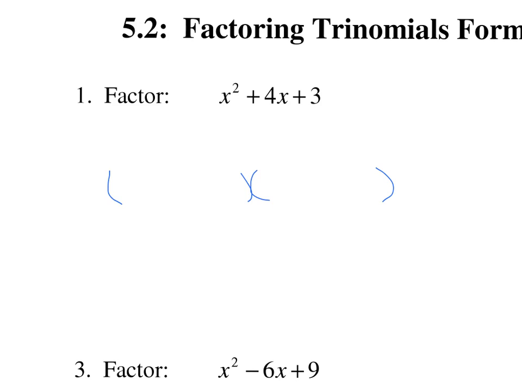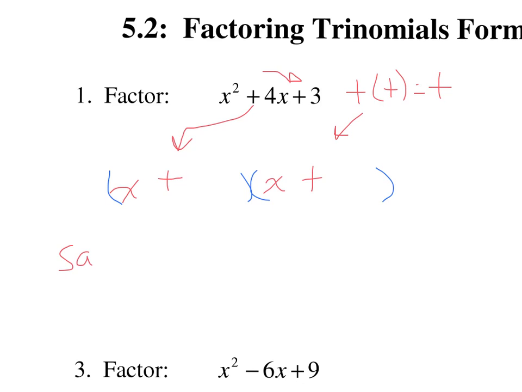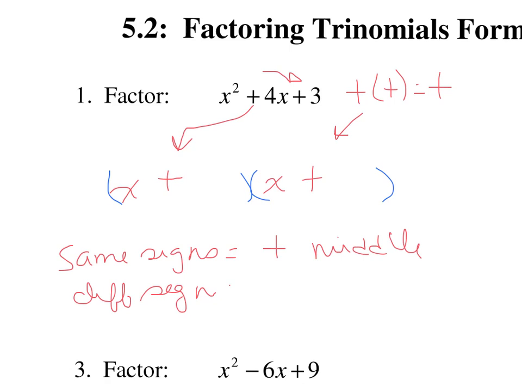So x squared factors out to be x times x. I always bring this first sign down and then multiply the two signs. Positive times positive makes positive, and that gives you the second sign. If they're the same signs, you'll be adding in the middle. If they're different signs, you will be subtracting in the middle. So these are same signs.